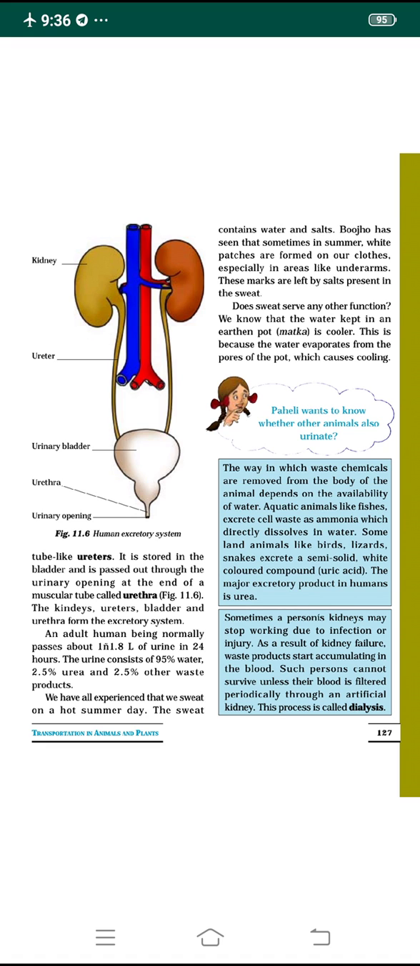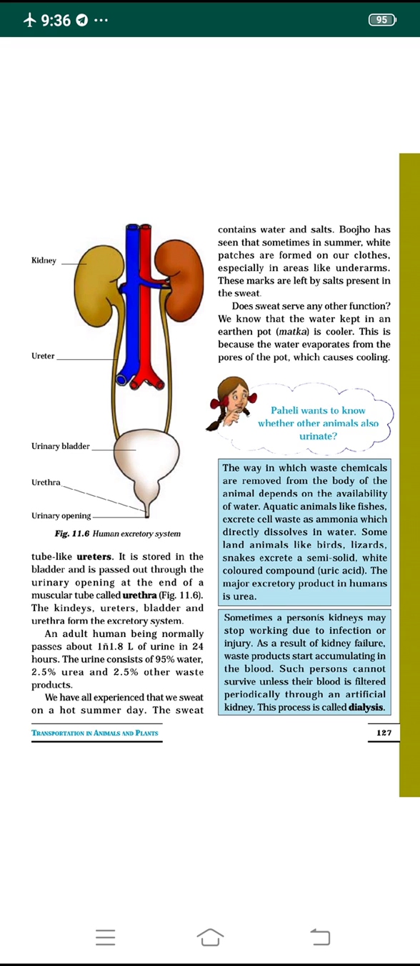Am I right or not? During the summer days we purchase that. Nowadays you all have refrigerators in your homes, but in earlier days, and the poor people even now, use the matka or earthen pot to keep the water cool. So why is it so? Because the water evaporates from the pores of the pot, which causes cooling.